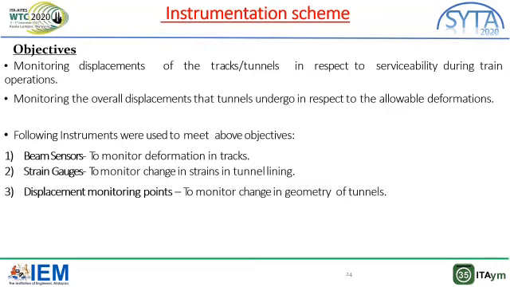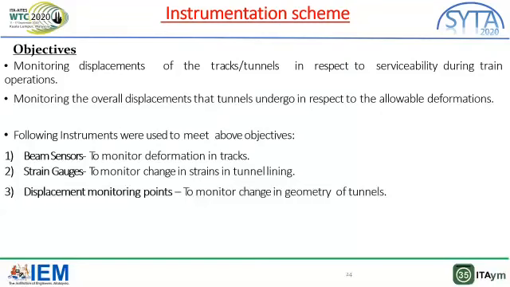Now the instrumentation scheme. The main objective of instrumentation scheme is monitoring the displacement of track tunnels in respect to serviceability during train operations. Also to monitor the overall displacement that tunnels undergo in respect to the allowable deformation. The instruments used to meet the above objectives are beam sensors, strain gauge, displacement monitoring points called DMPs.